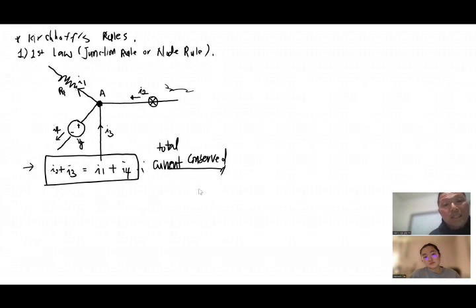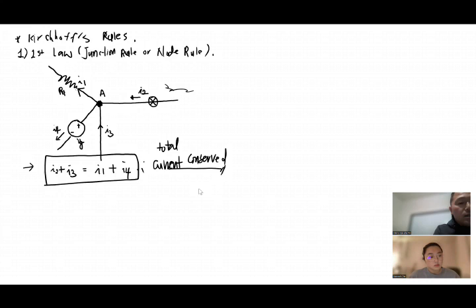If this is not valid, then there's some kind of leak current or energy loss. So you must have this relationship, otherwise you'll not be able to solve the circuit problem. And the circuit system basically will not exist without this junction law or junction rule. So that's number one rule of the Kirchhoff rules.